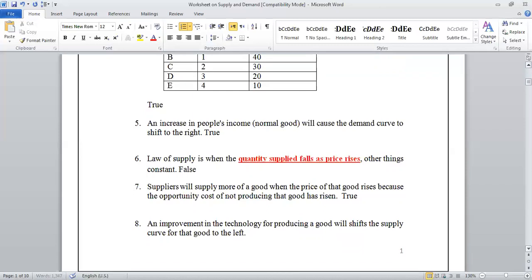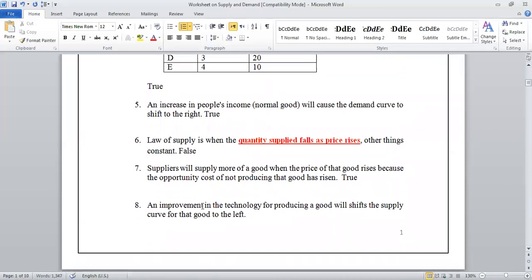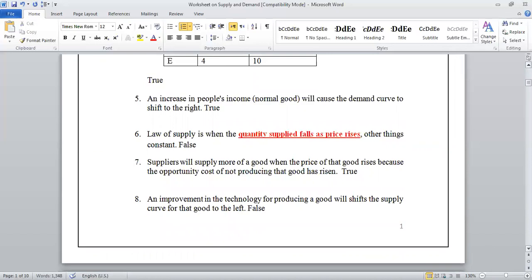Number eight, an improvement in technology. Improvement in technology is a right shift or a left shift in supply? على طول. It's a right shift. It's an increase in supply. It's not to the left. So this is a false statement. Okay.